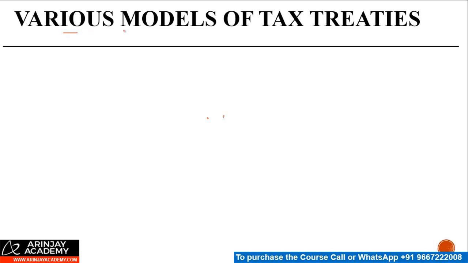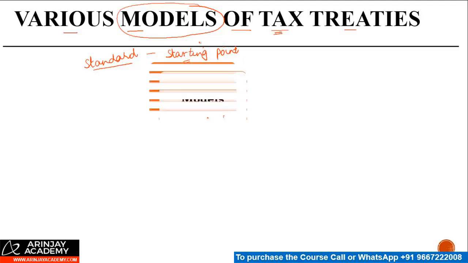So what are the various models of tax treaties and what do they stand for? When I talk about a model tax treaty, it is just like a standard agreement which is considered as a starting point for negotiating a treaty. Like I told you, a tax treaty is an agreement between two countries, right? Instead of starting afresh, there are certain models which are available which can be used by a country to draft a tax treaty with another country.